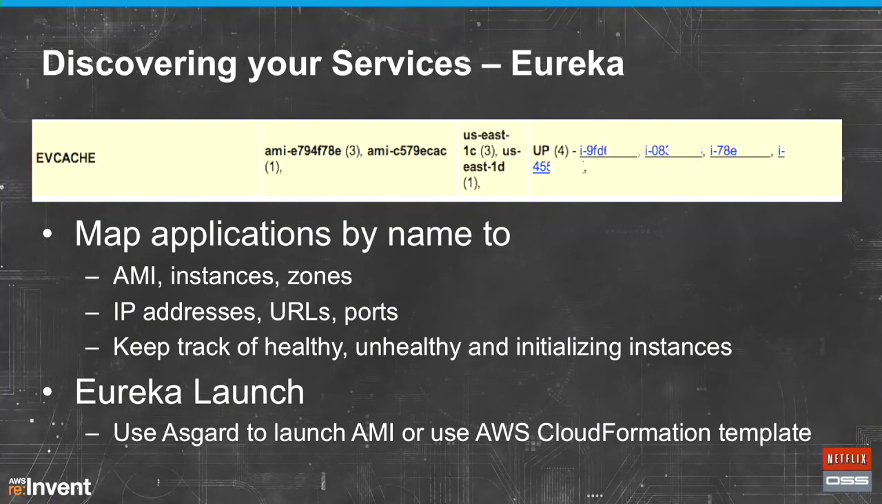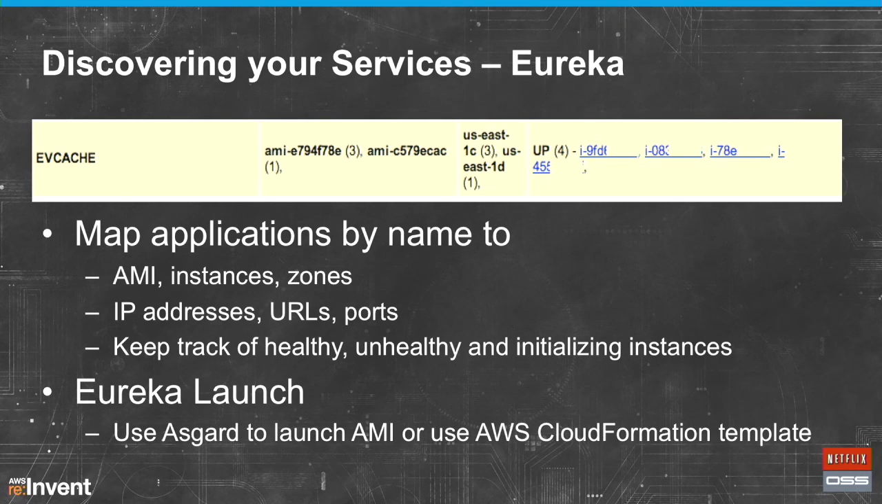When you're in the cloud and everything's dynamic, you have to be able to find a service. So I want to look up an EVCache service, but I don't know what the EC2 URL is for it and the instances. So what I have is this idea of an application or a service. So I need a service registry.